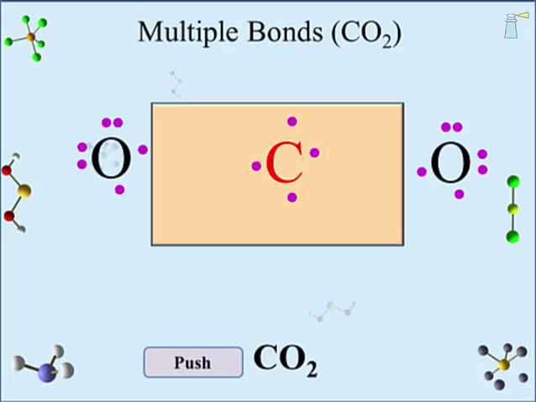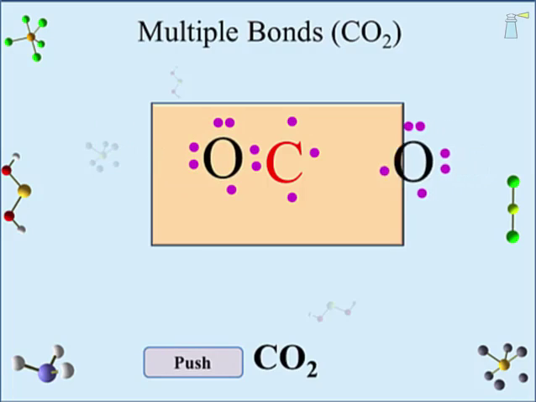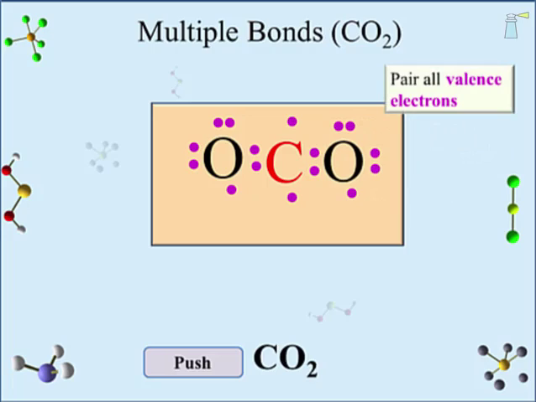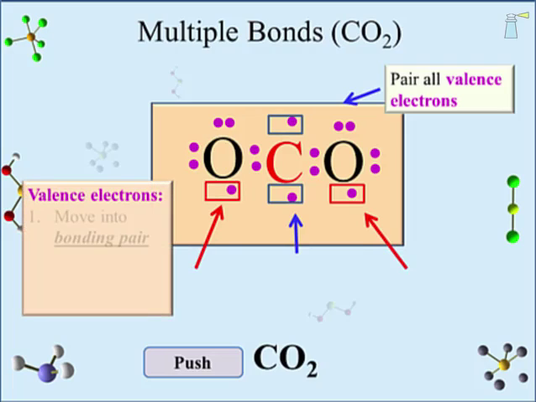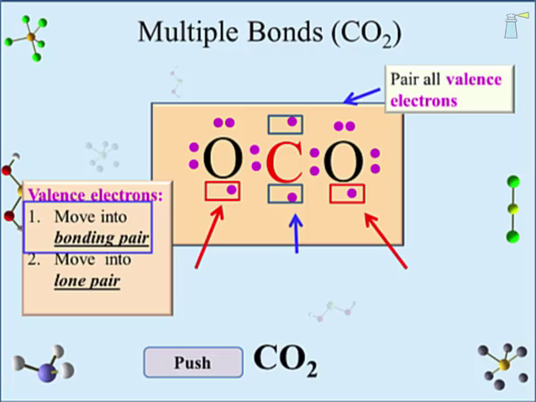Now to the push. The oxygen to the left is brought to the carbon and the valence electrons form a bonding pair. Same thing with the oxygen to the right. Is our structure complete? No, there are unpaired electrons, and we need to pair all valence electrons. There are 2 on carbon and 1 each on the oxygens. We know our options, and we know that carbon makes 4 bonds. We will be moving electrons into bonding positions.